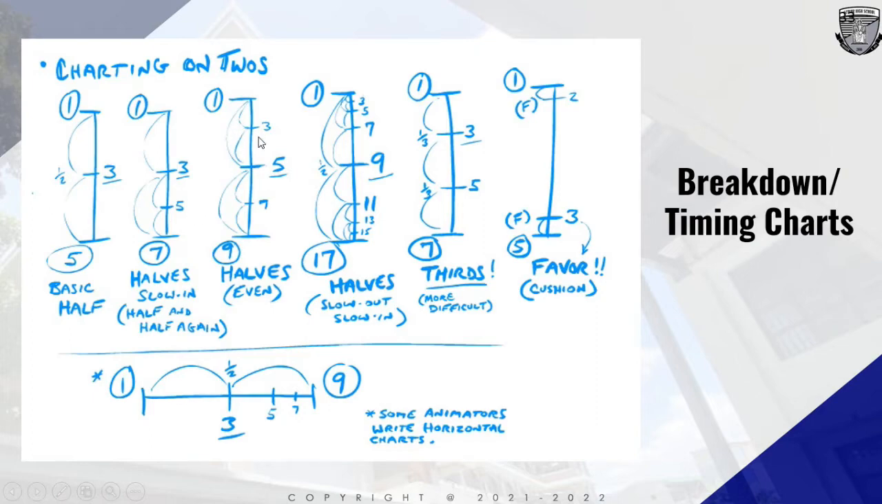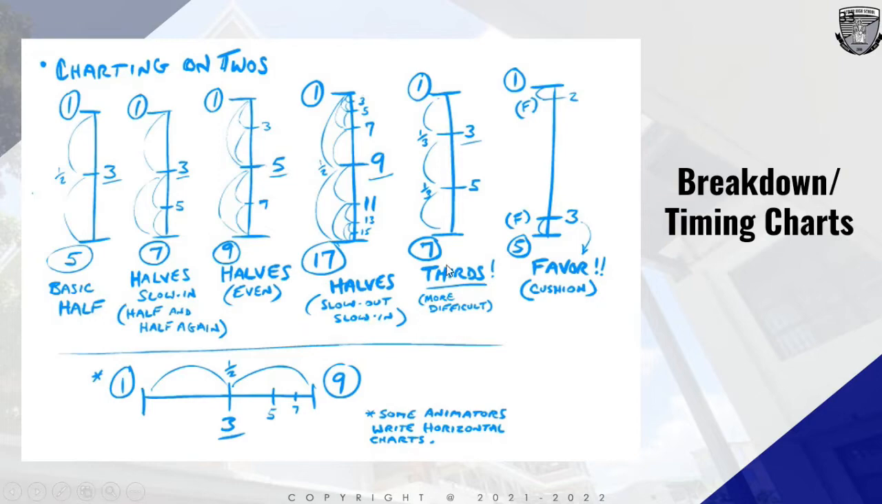But if you do another breakdown here, or another in between here, we call it halves even. So 1, 3, 5, 7, 9. This is called halves even. But on this one, we have halves slow in. And we also have here halves slow in and slow out. So you just need to place another in between on the first in between that you did here and in between here. So you do in between 3 and 5, in between 13 and 15 to create this halves slow in and slow out. Okay.